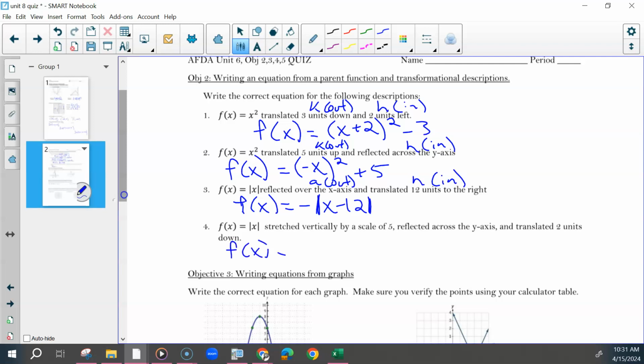So x equals... stretch vertically is telling you what it's doing, it's telling you what type. So vertically stretch is your a value. Reflected across the y-axis, I saw that already, that is on the inside. Because that's not your h value, but it is inside, it's just horizontal. And then translated 2 units down.